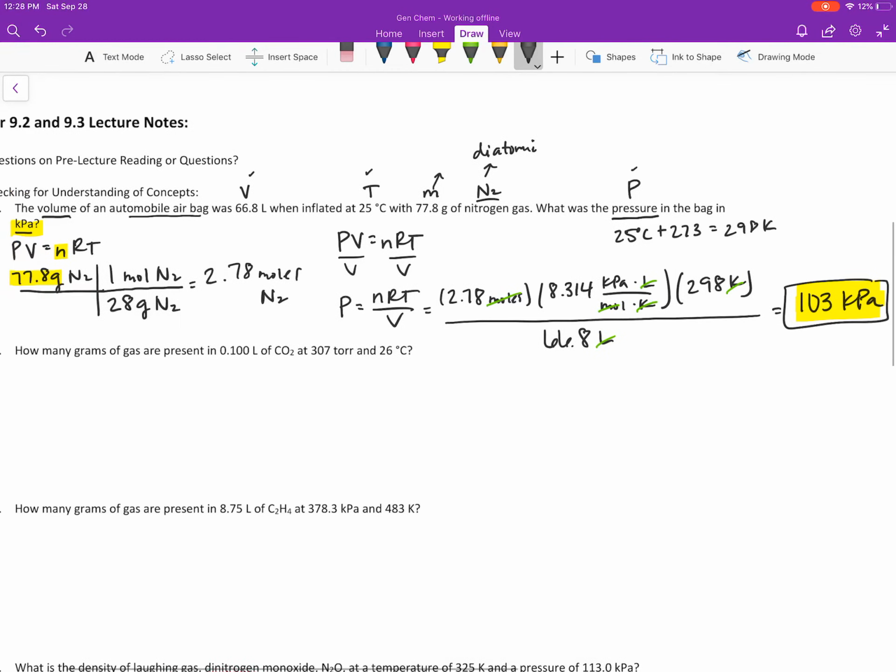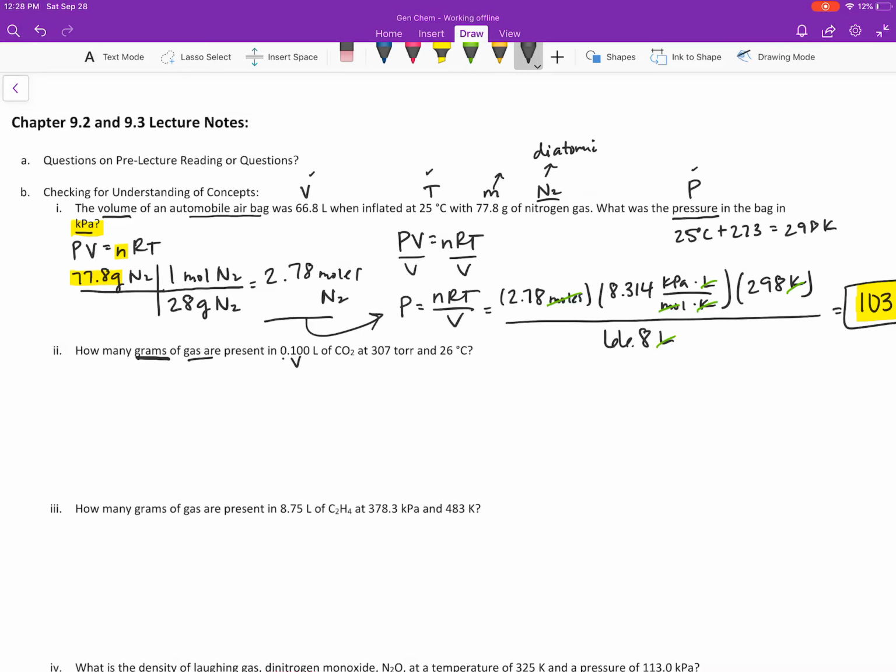All right. Next one says, how many grams of a gas are present in a volume of 0.100 liters of carbon dioxide at a pressure of 307 torr and a temperature of 26 degrees Celsius? So it's working backwards from what I just did. So in this case, I now need to solve for number of moles. However, I have some variables that I need to convert to the correct units first.